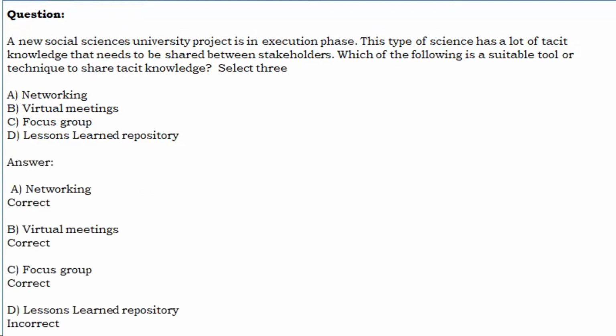A. Networking. Correct. B. Virtual meetings. Correct. C. Focus group. Correct. D. Lessons learned repository. Incorrect.